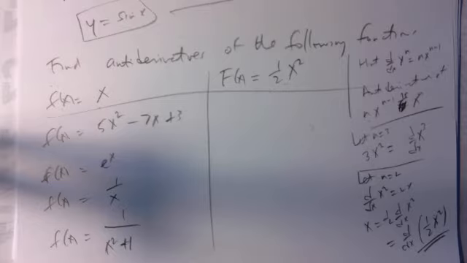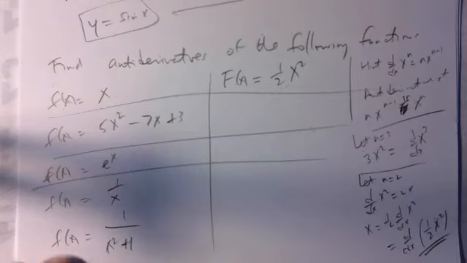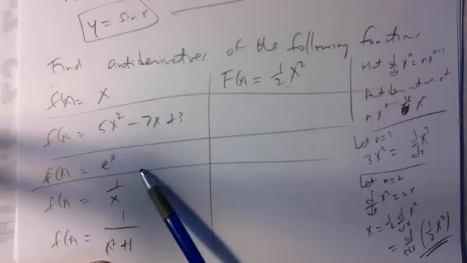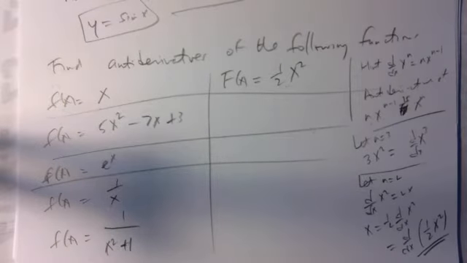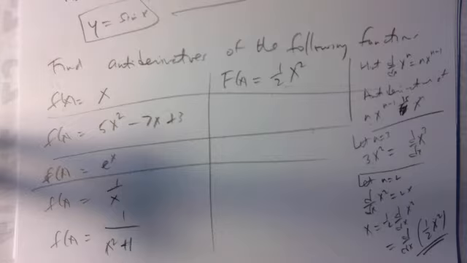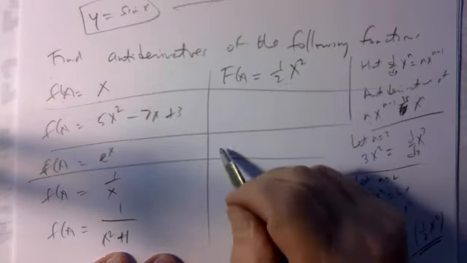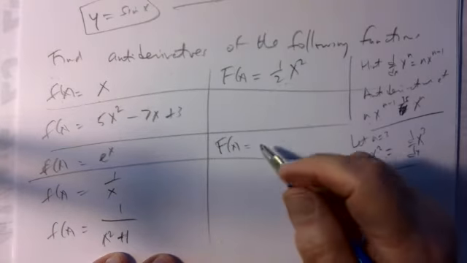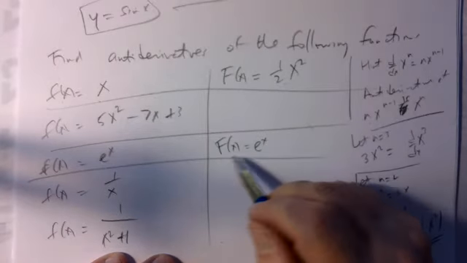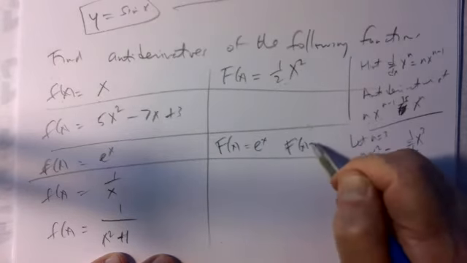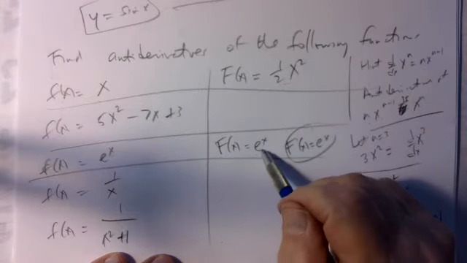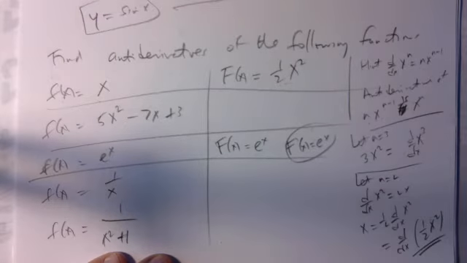Are there questions about this? Anyone else? What about e to the x? What is an antiderivative of e to the x? E to the x. Exactly. This is the unique function whose derivative is equal to itself. If you let capital F of x be e to the x, F prime of x is just e to the x. So e to the x is the antiderivative of e to the x.